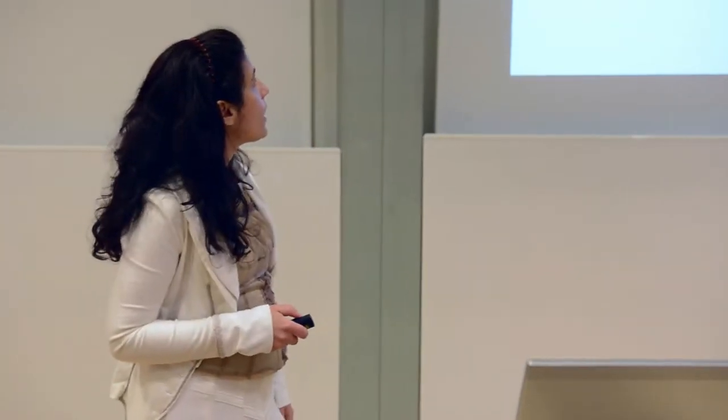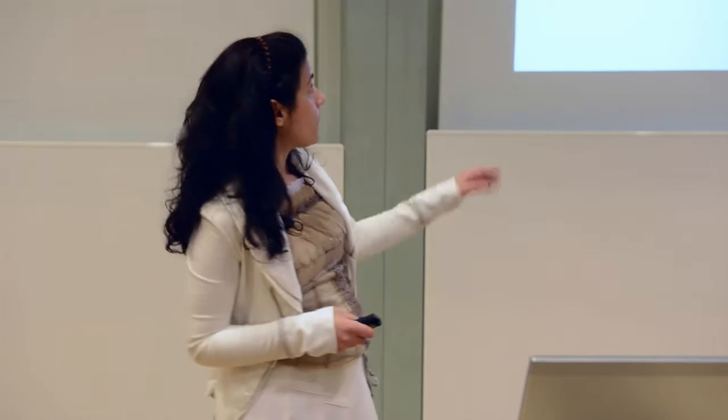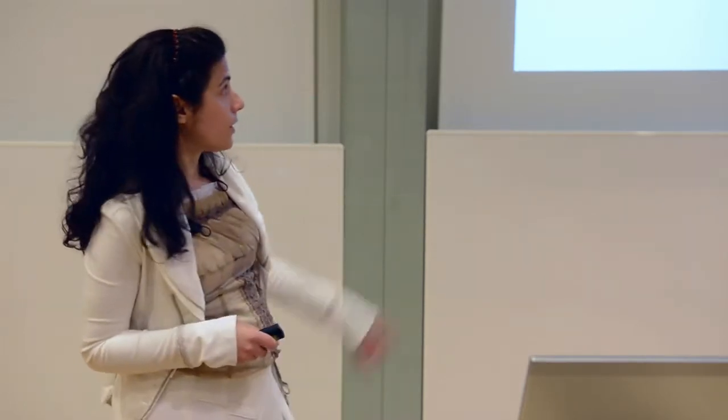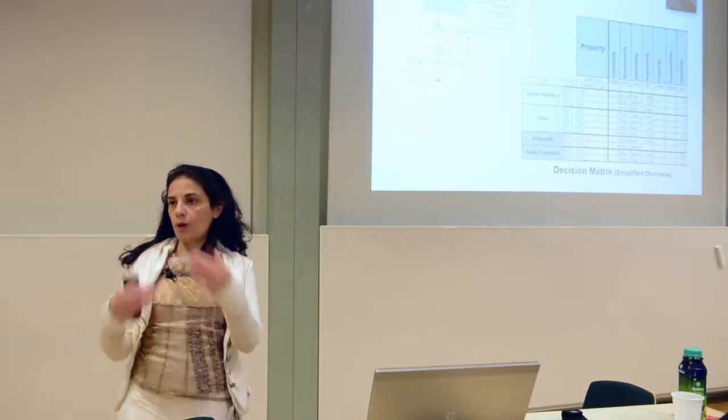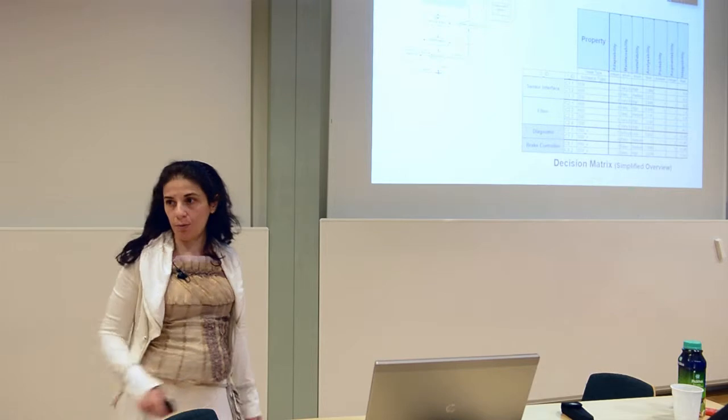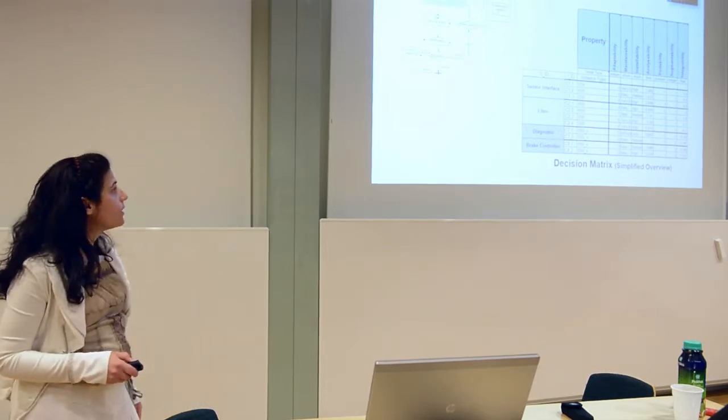Then we went into the second step, which was the identification of the extra functional properties. This is just a simplified overview because we went through several of the properties, and that's just a screenshot. At the same time, this is a simplified overview of the decision matrix. We have existing components and new components. For some of them, we have existing variants for hardware and software, and for some of them we created so-called virtual variants, hardware or software, and we want to estimate the properties to know which one will be the selected one.